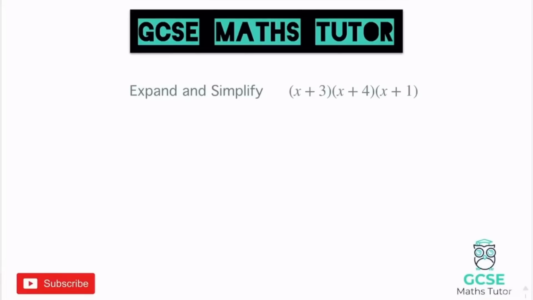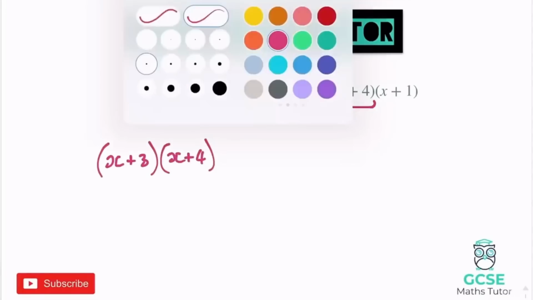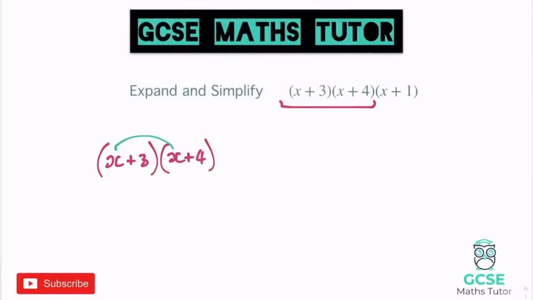I tend to pick the 2 that look the hardest to expand, and for me that's going to be these first 2 here. So all I'm going to do is I'm just going to expand those 2. I'm going to forget about the x plus 1 for the moment. So I'm just going to rewrite that, x plus 3 and x plus 4. And I'm just going to expand this just like I did with my double brackets. So x times x gives us x squared, x times 4 gives us 4x, x times 3 gives us 3x, and 3 times 4 gives us 12.